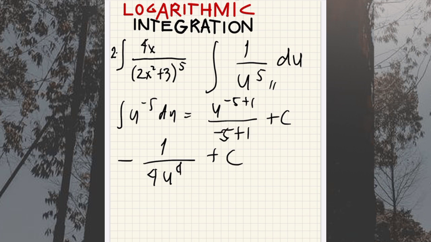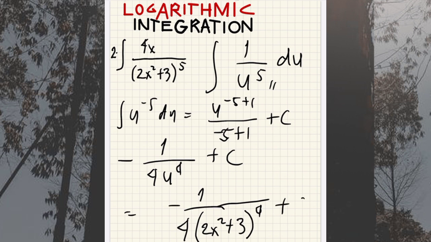And substitute back the value of u, which is 2x squared plus 3. So it will become negative 1 over 4 times 2x squared plus 3, raised to 4, plus c. So this now is our final answer.